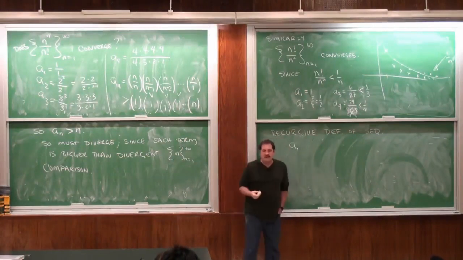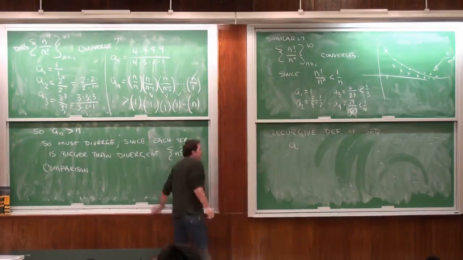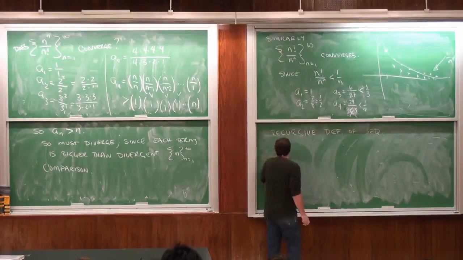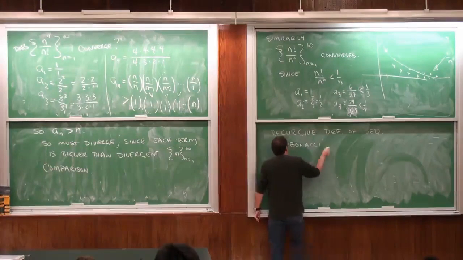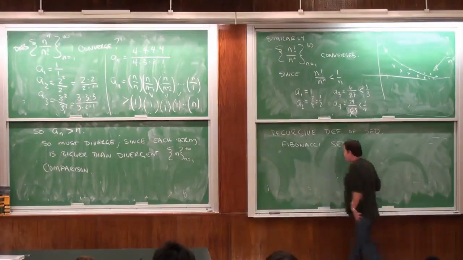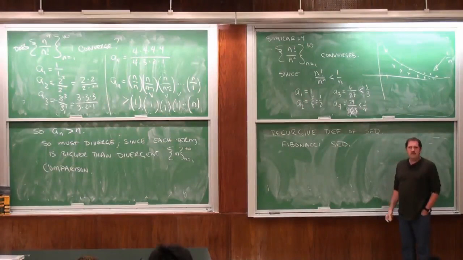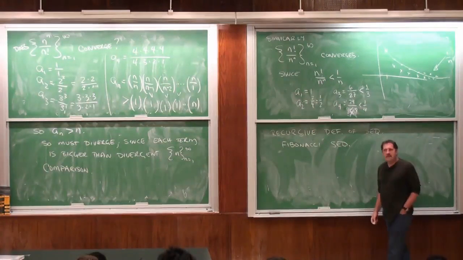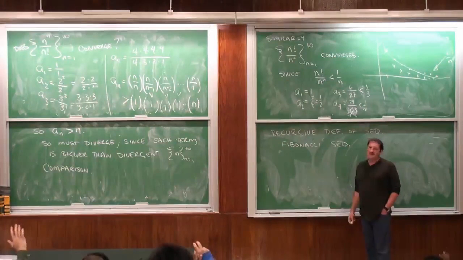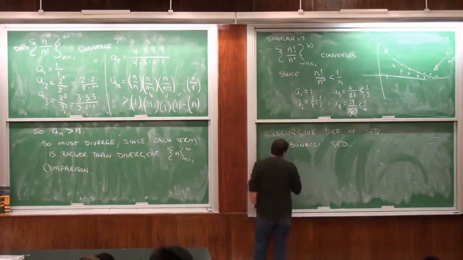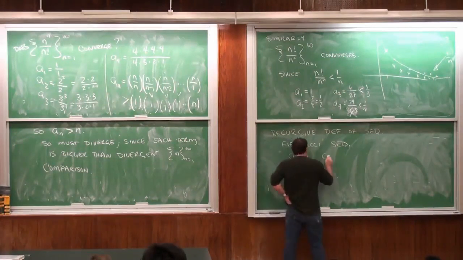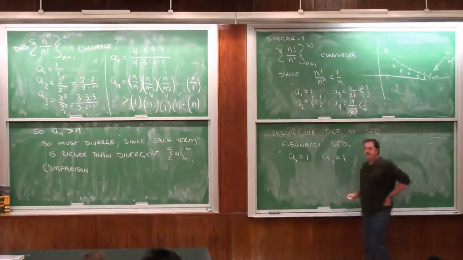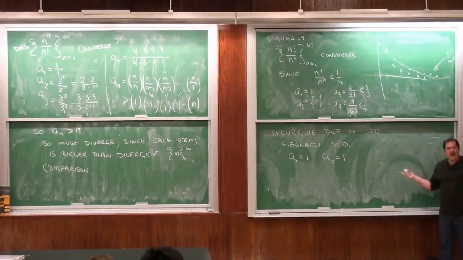one really well-known one is, say, the Fibonacci sequence. This one doesn't converge, but it's well known. So, how many people know what the Fibonacci sequence is? A couple. How many people don't know what the Fibonacci sequence is? Okay. So, the Fibonacci sequence, we take the first term to be 1, the second term to be 1, and then from here on, we just add the last two together to get the next one.